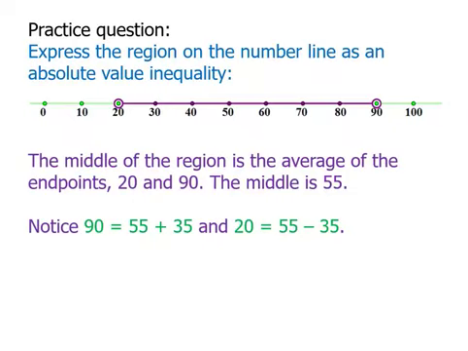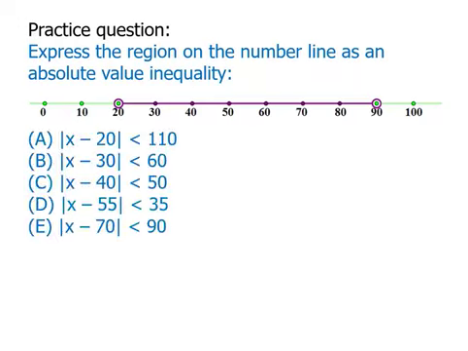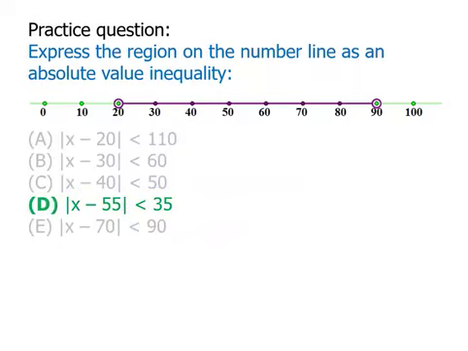So in other words, what we're saying is starting from 55, we can go up to, but not including, a distance of 35. So that is absolute value of x minus 55, the distance from 55, is less than, but not equal to, 35. And so this is the correct answer. We remember this, go back to the answer choices, and choose answer choice D.